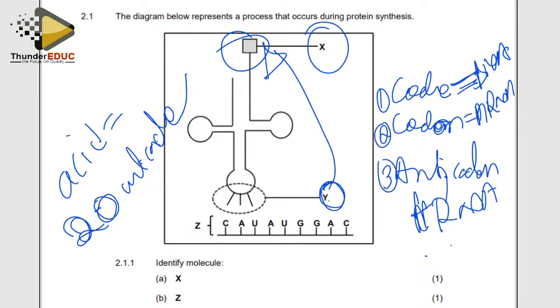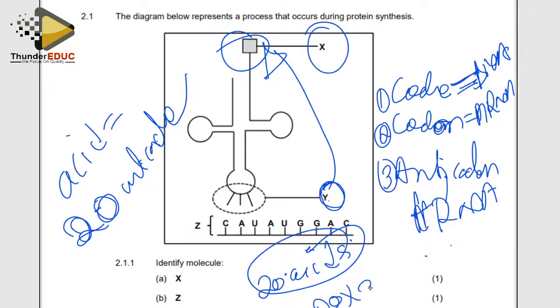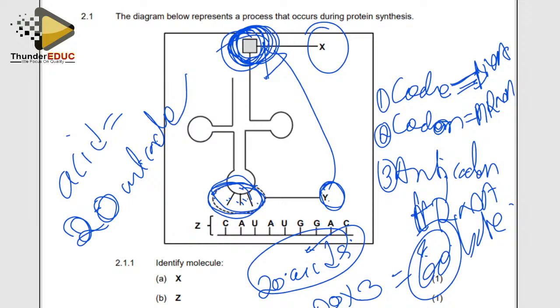But if I have 20 amino acids, how many bases will be there? It will be 20 times 3 because each anticodon has 3 bases. So if I have 20 amino acids, how many anticodons will I have? It will be 20. But how many bases will I have? It will be 20 times 3. Why 20? Because 1 anticodon is equal to 1 amino acid. 20 amino acids are equal to 20 anticodons. But each anticodon is equal to 3 bases. So 20 anticodons times 3 gives me 60 bases. Is it clear? All right.